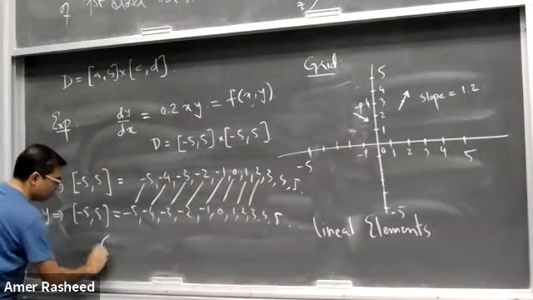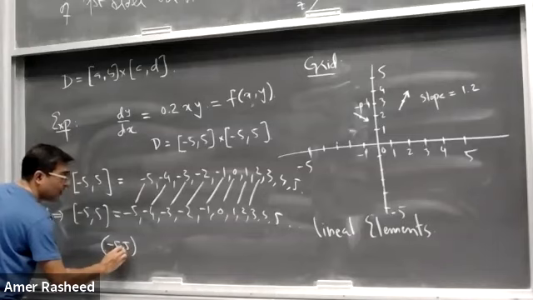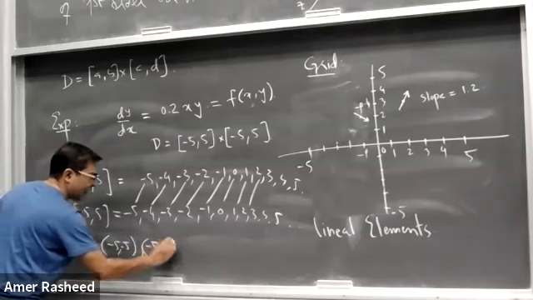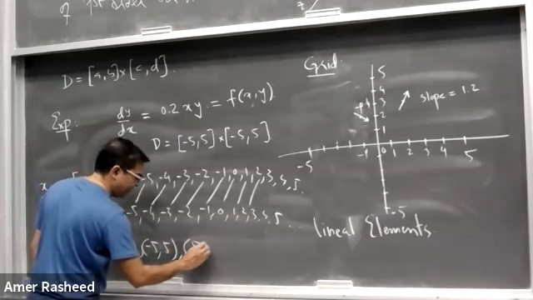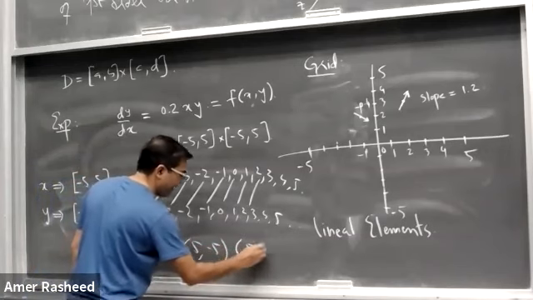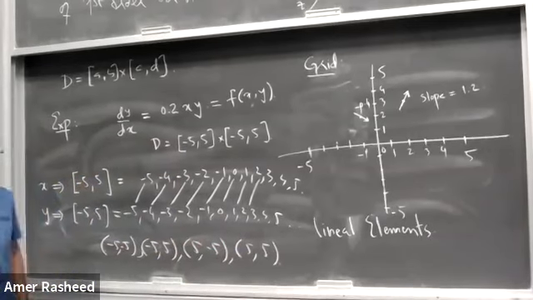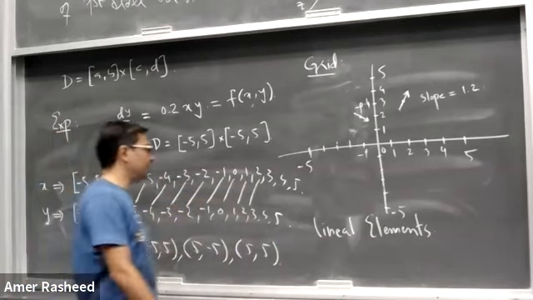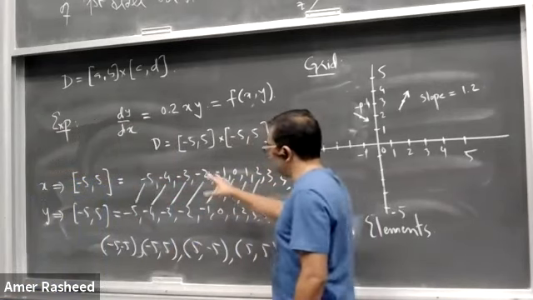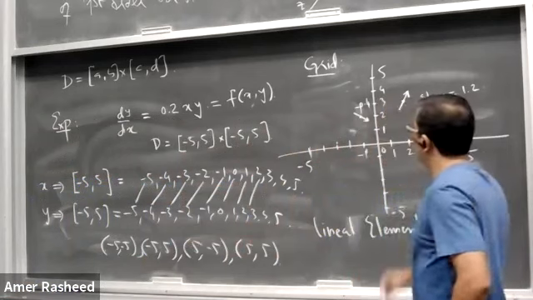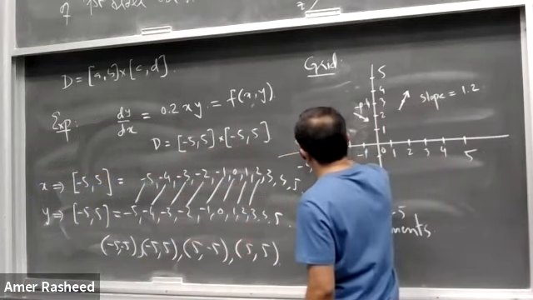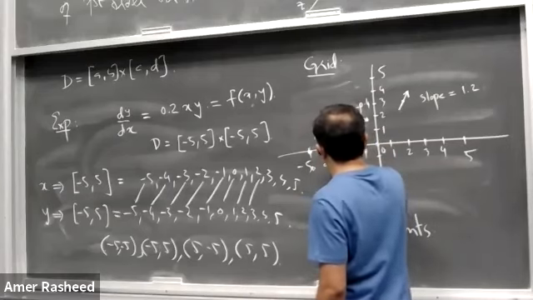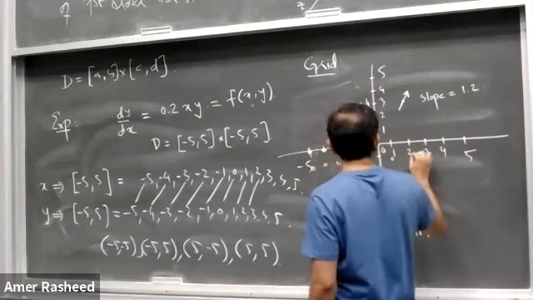Okay, so your points would be (-5, 5), (-5, -5), (5, -5), and (5, 5). You take all the combinations with 5 and 5. Okay, this and that. This with 5. You can take some other as well. So you take all the possibilities of these points, and these points are basically this one, this one, this one, this one, this one, this one, and these are your grid points.